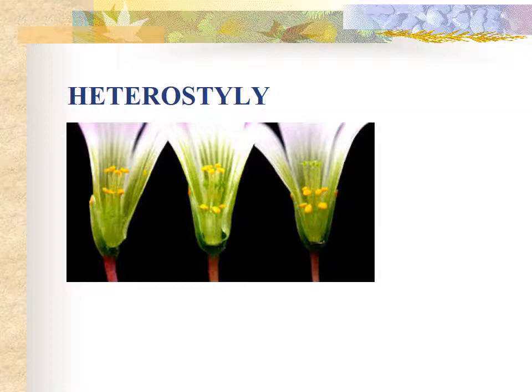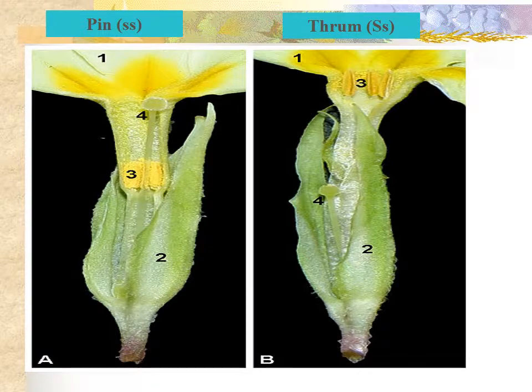But here the anthers are short, long, and the stigma is short. This is a typical pin and thrum flower in Primula. You can see here the gynoecium part is long in the first picture, whereas in the second one the anthers are longer than the gynoecium, and the gynoecium is short here.